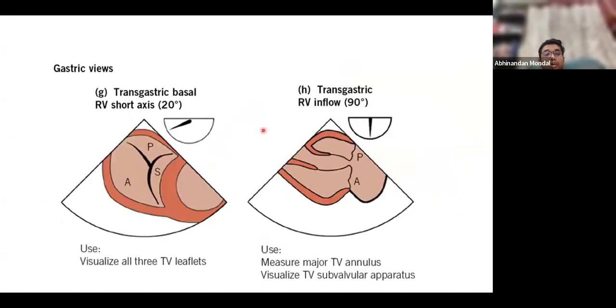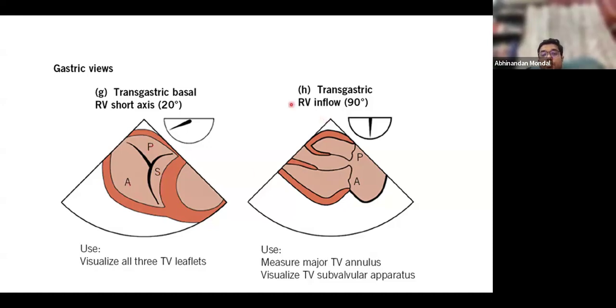This is a transgastric basal short axis view. It is a gastric view, from the transgastric basal view. If we rotate towards the right, it will give you the basal view of your three leaflets, the tricuspid leaflets. That is septal, there is a posterior, and there is your anterior.